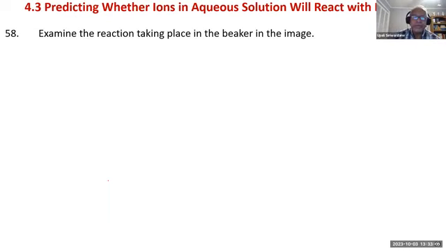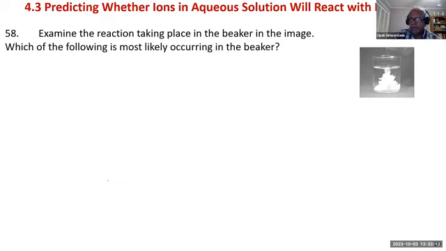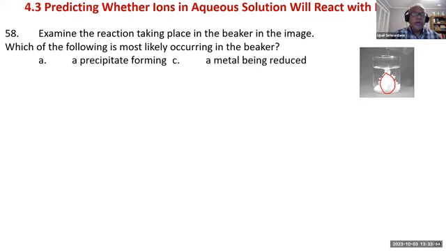I'm going to look into predicting whether ions react and a few more questions. Examine the reaction taking place in the beaker in the image, where a precipitation reaction is taking place. Do you see the precipitation? These are the choices. A precipitate is forming, that's true.